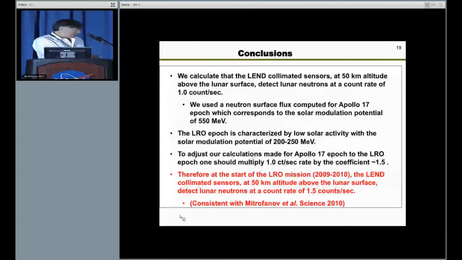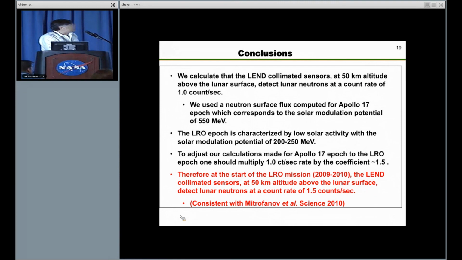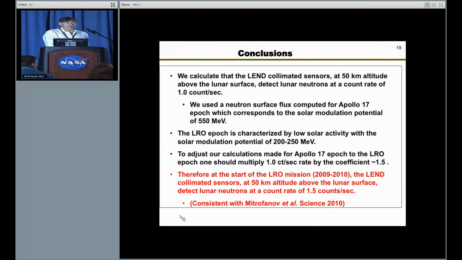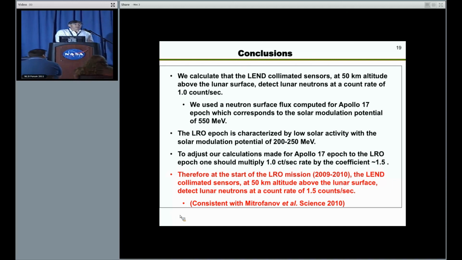And our conclusion is that at the 50-kilometer orbit for LRO, at the beginning of the mission in 2009 and 2010, a conservative estimate of the counts going through the 4 collimators is 1.5 counts per second. And this is consistent with the numbers that were given in Science by Mitrofanov and Allier in that Science article. Thank you.